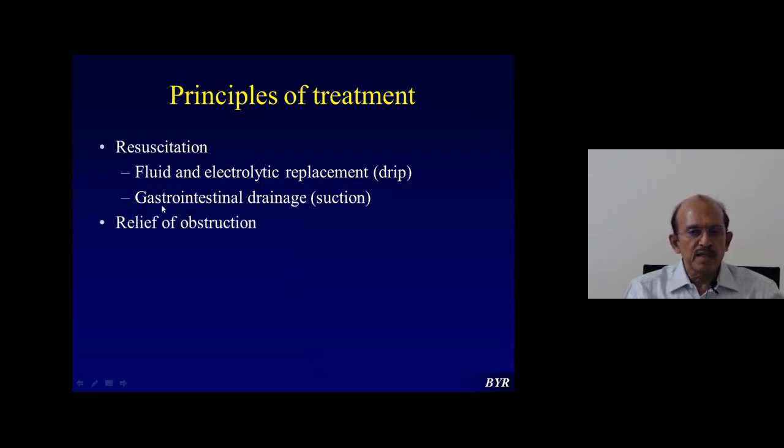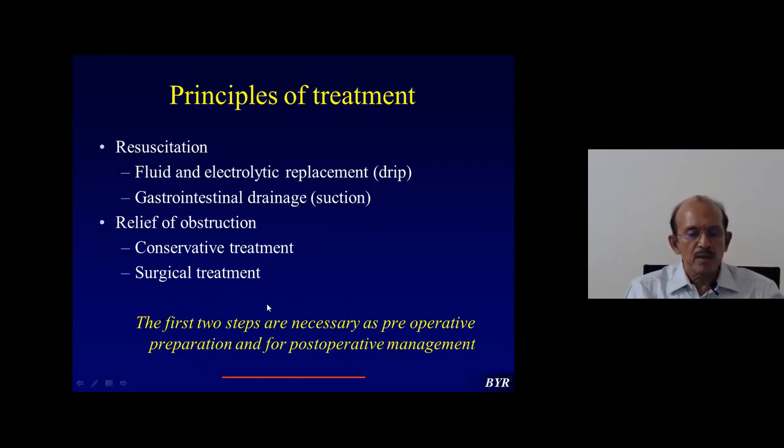Then the next principle is relief of obstruction. The relief of obstruction can be done with conservative management or with surgical management. The first two steps are necessary as preoperative preparation and for postoperative management. That means the IV fluids and aspiration. This is called drip and suction. The drip and suction are essential before surgery, during surgery, and even after surgery also.